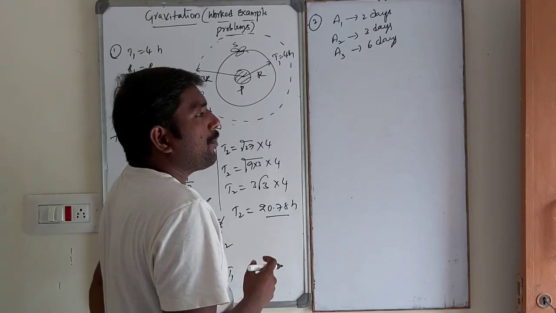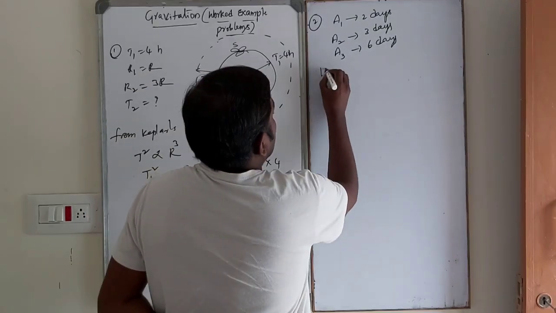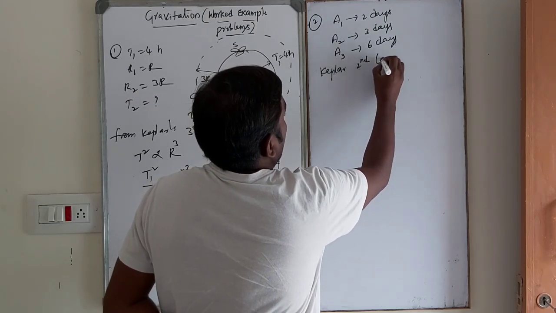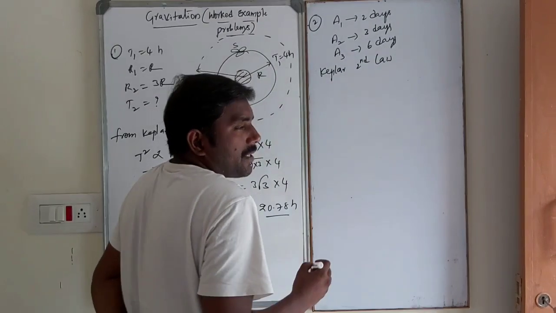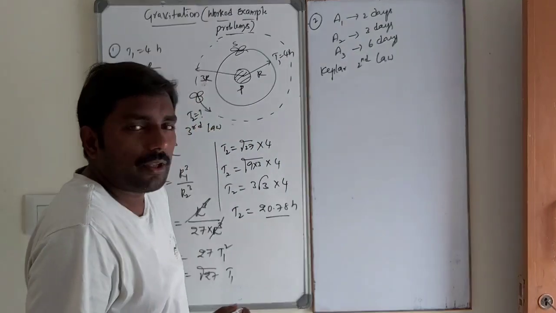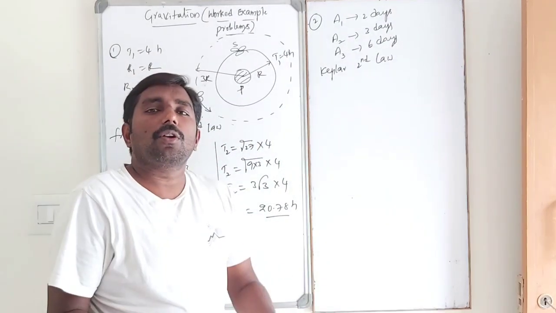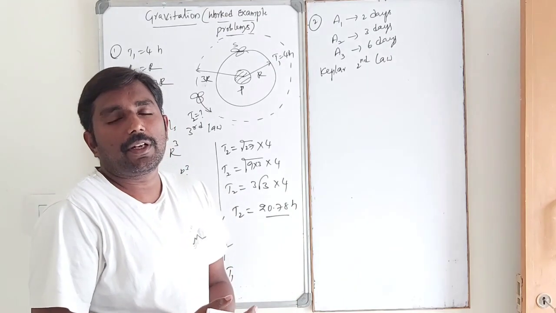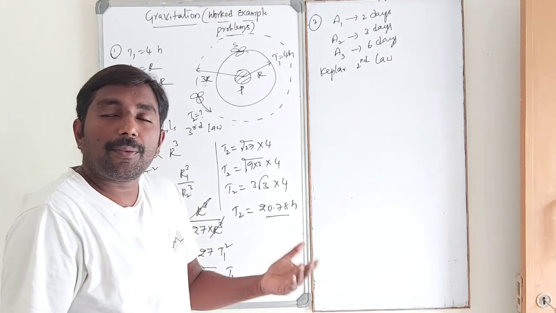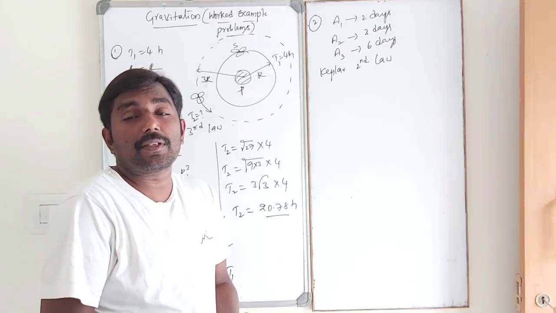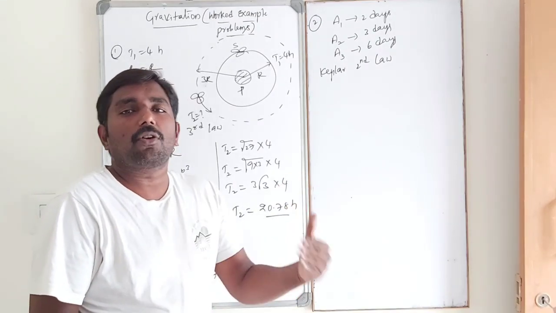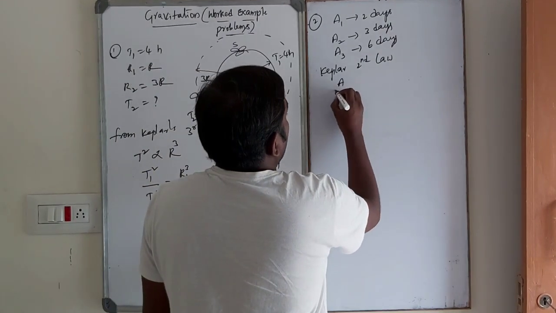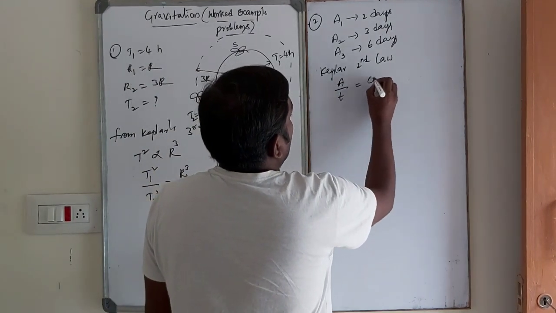So according to Kepler's second law, the imaginary line drawn from the sun to the planet sweeps equal areas in equal intervals of time. That is, sweeping equal areas in equal intervals of time means area per unit time is constant. So area by time is equal to what? Constant.